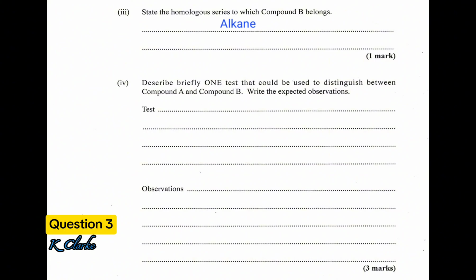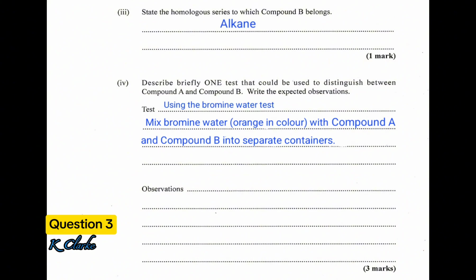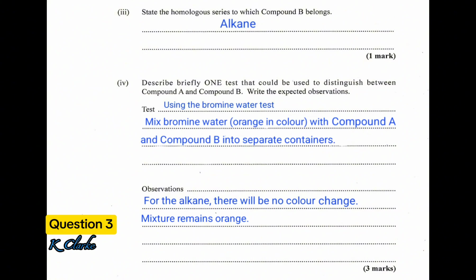Part 4. Describe briefly one test that could be used to distinguish between compound A and compound B. Write the expected observations. The test will be the bromine water test. Mix bromine water, having an orange color, in separate containers with compound A and compound B. Observations: the alkane butane will have no color change with the bromine water, so the mixture remains orange. However, for the alkene butene, the orange color of bromine water will change to colorless.